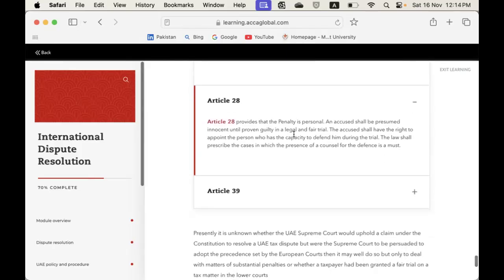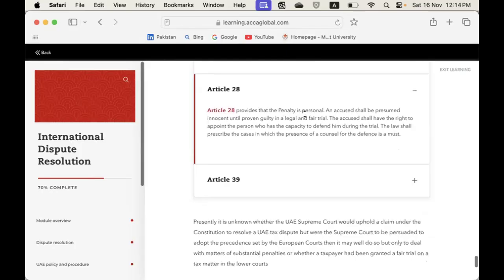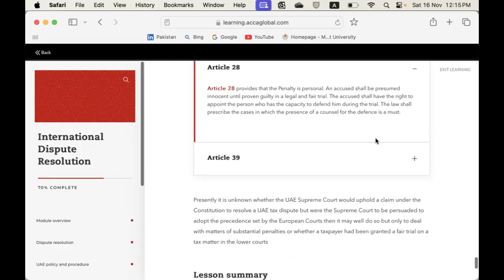Now we're looking at Article 28 of the UAE Constitution, which provides that the penalty is personal. An accused shall be presumed innocent until proven guilty in a legal and fair trial. The accused shall have the right to appoint a person who has the capacity to defend him during the trial. The law shall prescribe the cases in which the presence of a counsel for the defense is a must. So in short, if there is a penalty or a case against a person, the person has full rights granted under the UAE Constitution, and he can appoint his counsel. It should be a fair trial and all that.